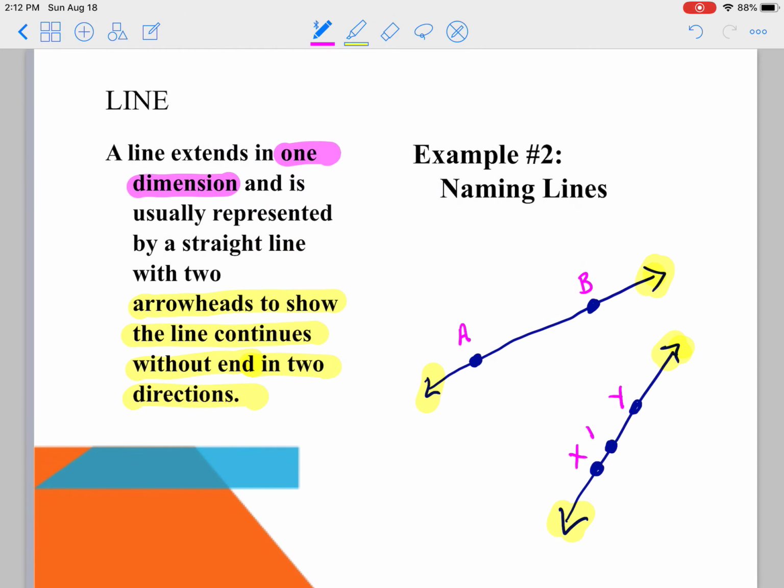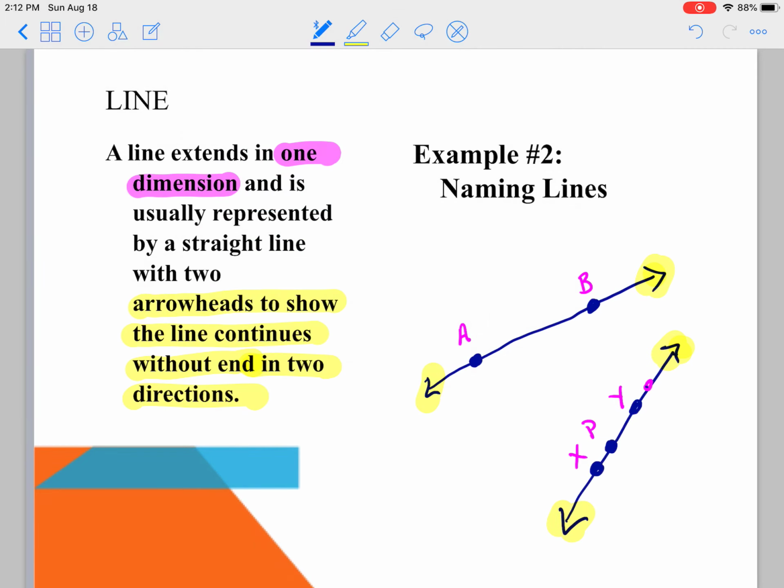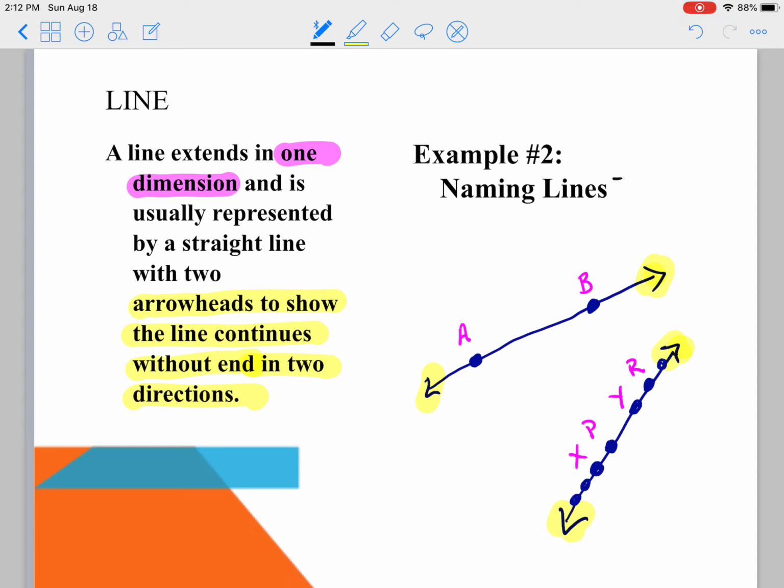So I could add an infinite number of points on here. And going back and forth here, let's make that blue. And I could call this R. And I can add technically as many points as I want. However, when we name a line, we choose 2 points as the name. Okay? So we can choose any 2 points.